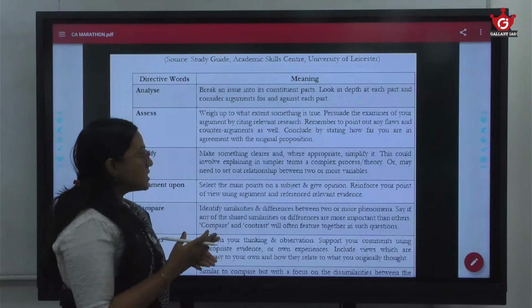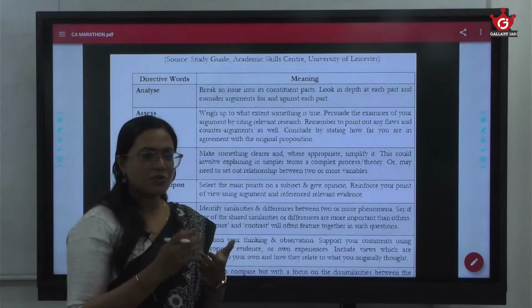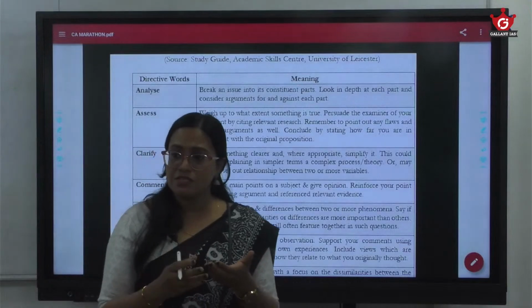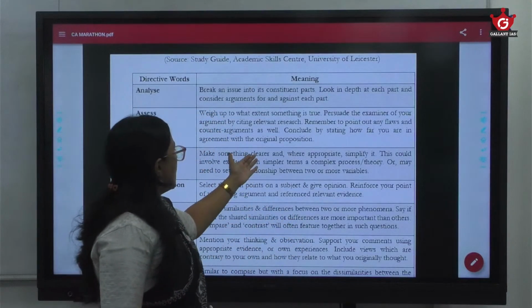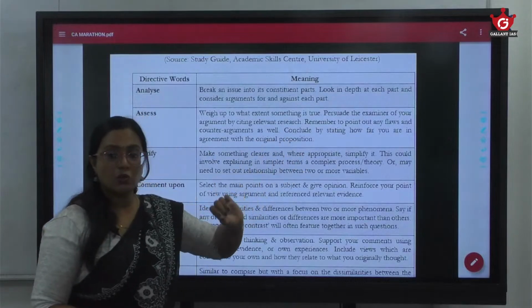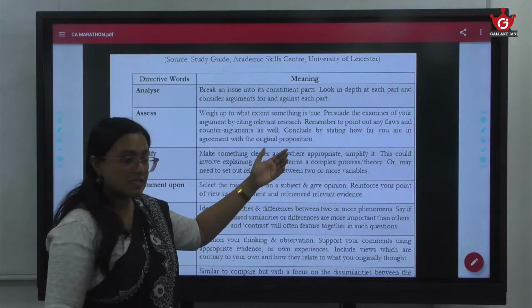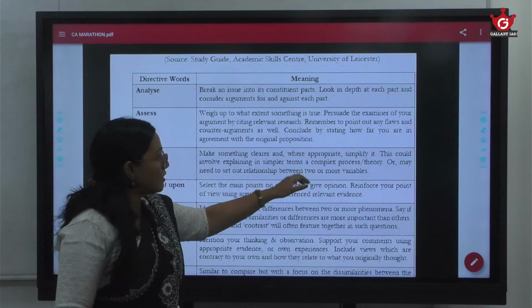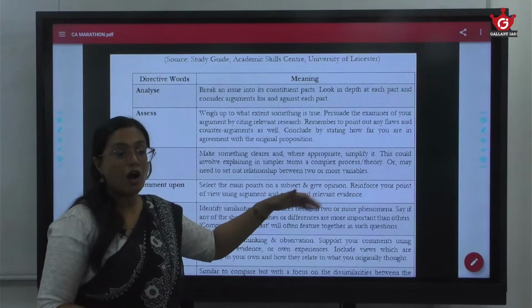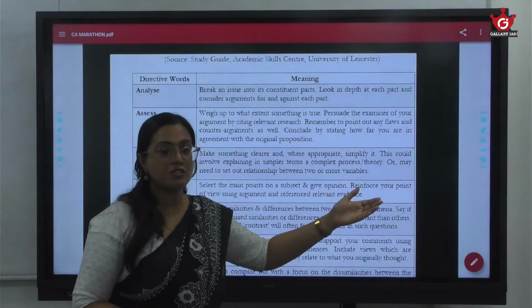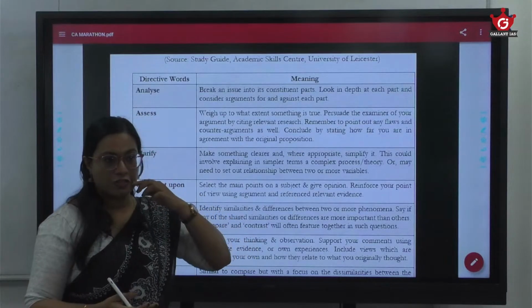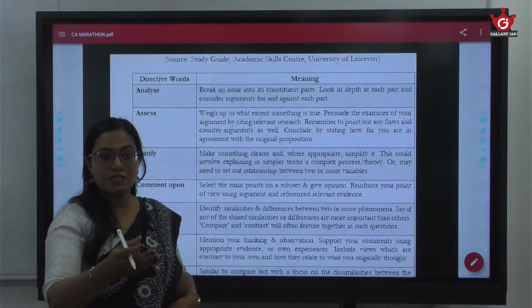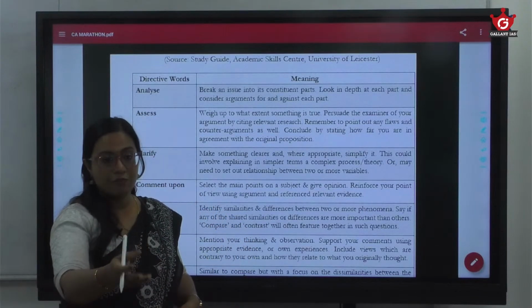The other one is assess. What do you mean by assessment? You are actually examining whether the given statement is right or wrong. So that is what is meant by assessing. And while you conclude an assessment question, you have to state how far you are in agreement with the original proposition, whether you are able to agree with it or not. If you are not able to agree with it, what are the suggestions that you suggest to improve it?